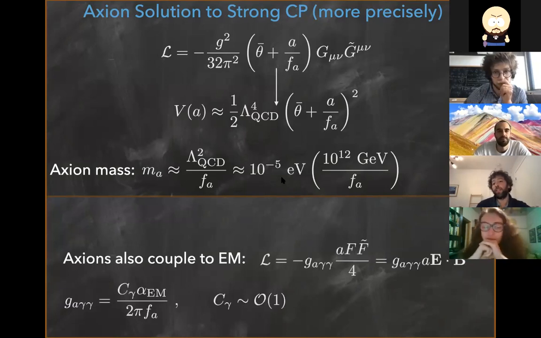Very importantly for this talk, perhaps most importantly, axions also couple to electromagnetism through a term that's very similar. It's a dimension 5 operator, a F F-tilde, where F is the QED field strength. And there's a dimension-full coupling, g_a gamma gamma. This looks like a E dot B if you expand it out in terms of electric and magnetic fields. And g_a gamma gamma is inversely proportional to the decay constant f_a, but there can be some model dependence which enters into the numerator.